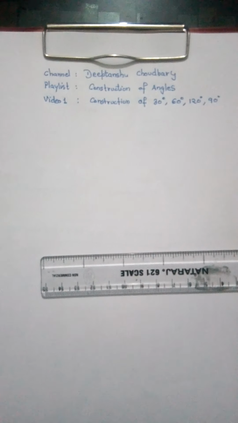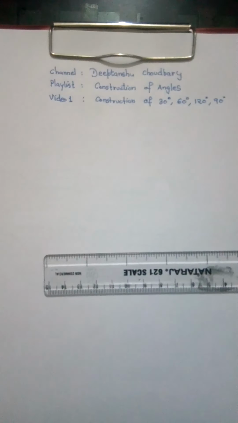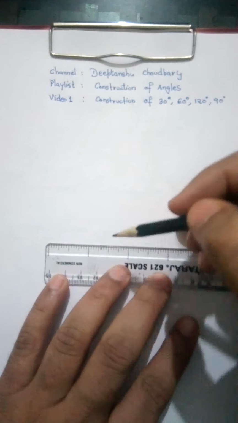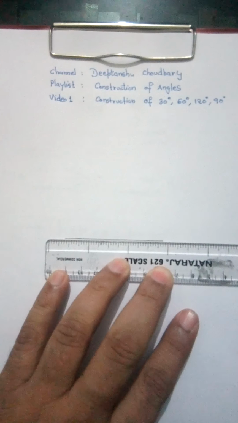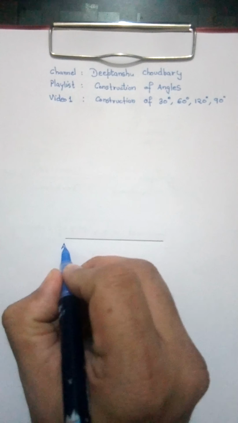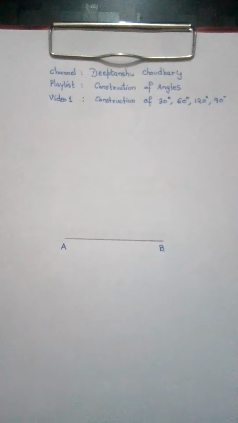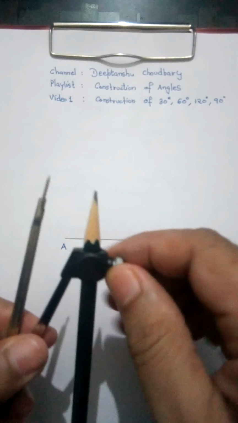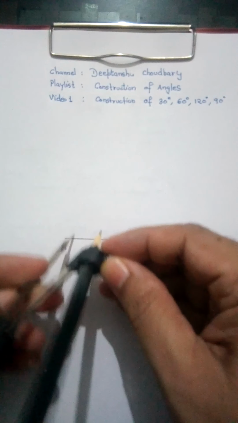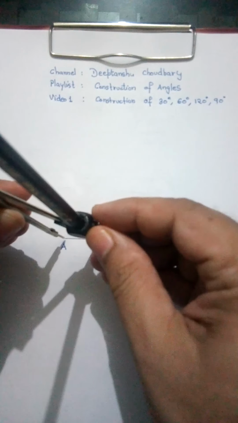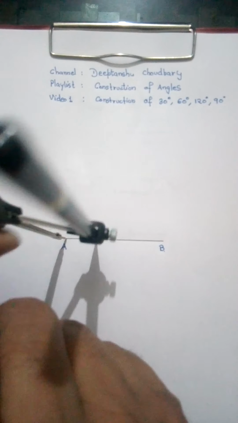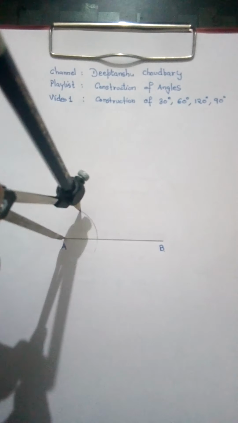So first draw a line segment, say 5 or 6 centimeter, a straight line you can draw like this. Let us name it as AB. Take the compass, fix the pencil and take some arc of suitable radius. Keep the pointed end of the compass at one end of the line segment. Now just cut the arc like this, correct?